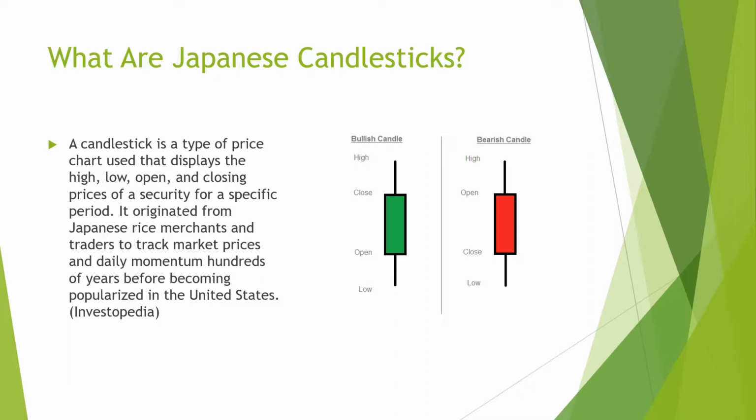Now, to sum that up in a sentence, Japanese candlesticks are a way for us to look at how the price moved from the opening time of trading to the closing. So say you're looking at a daily chart. So you're looking at from 9:30 a.m. Eastern Time to 4 p.m. Eastern Time. You want to plot how the price moved in a certain security for that day.